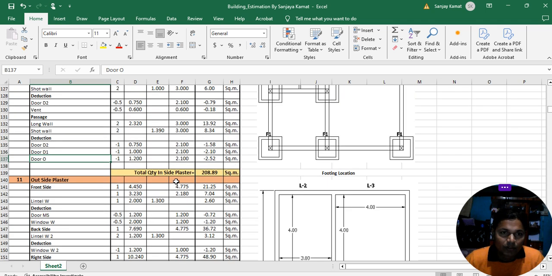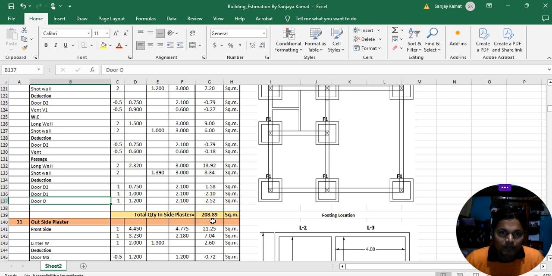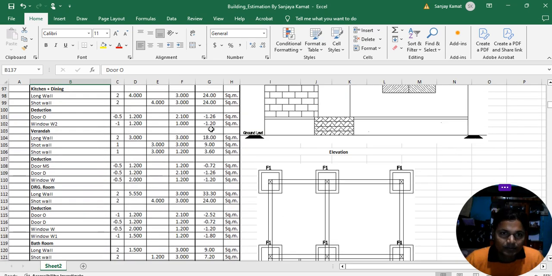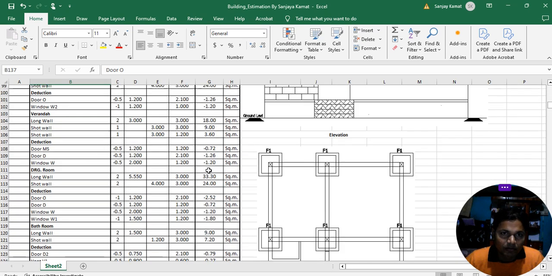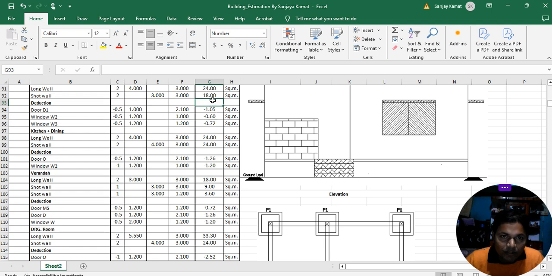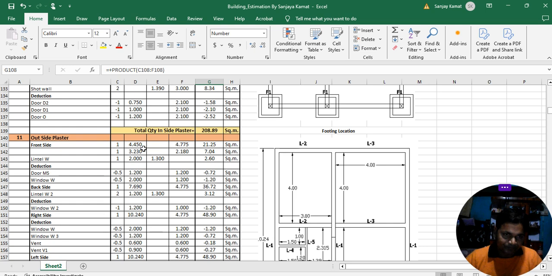And see the total quantity in inside plaster, how much area we have to take: 208.89 meter square. After doing this, you have to add all of these. Look at my mouse cursor, and you have to do the addition. After doing the addition, you will get the final result 208.89 meter square.